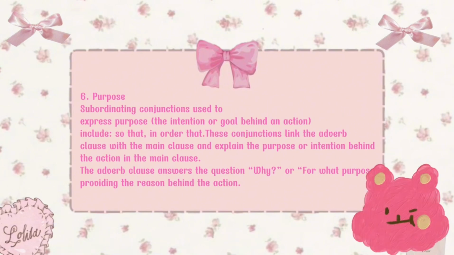The sixth is purpose. Subordinating conjunctions used to express purpose, the intention or goal behind an action, include so that and in order that. These conjunctions link the adverb clause with the main clause and explain the purpose or intentions behind the actions in the main clause. The adverb clause answers questions like why or for what purpose.